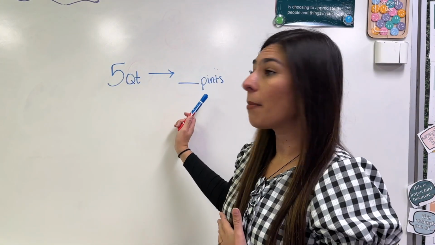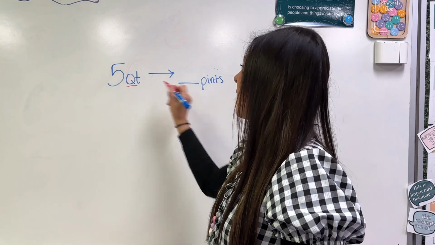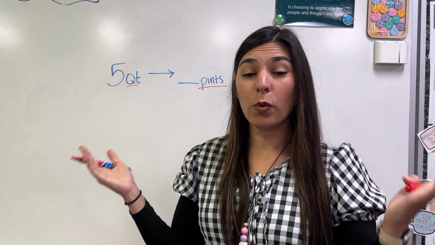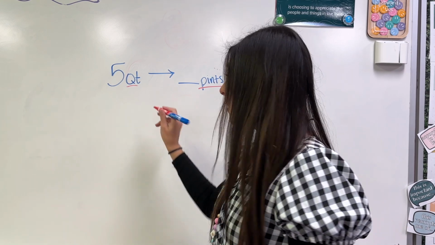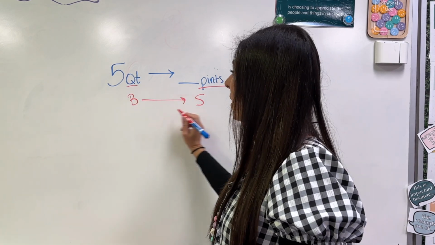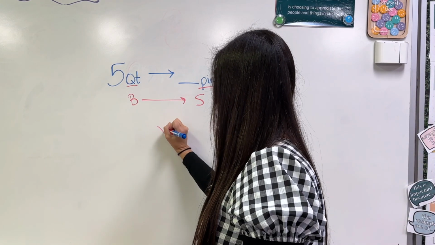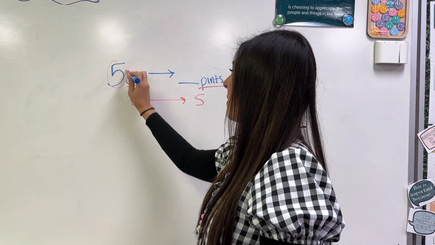So I want to know how many pints are in 5 quarts. Well, I'm going to look at quarts and pints. Ask myself which one is bigger. Quarts are bigger. So we are moving big to small, horse to fly, multiply. I'm going to take the number that we have.